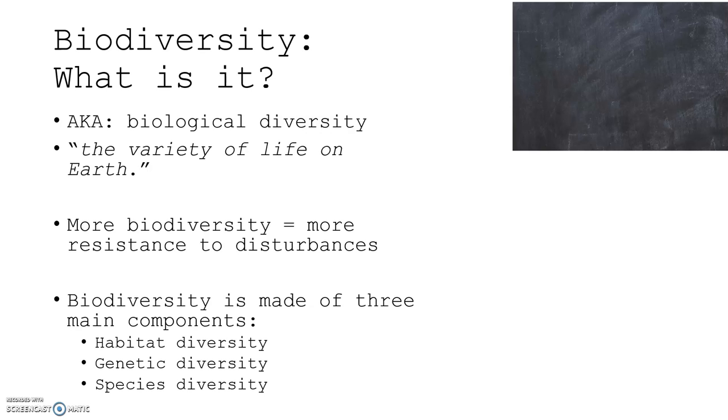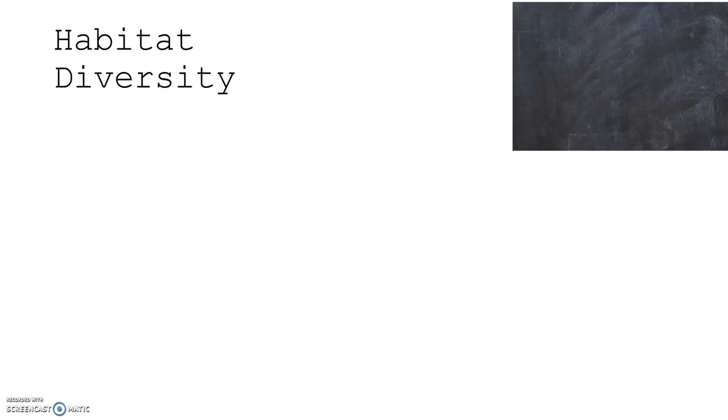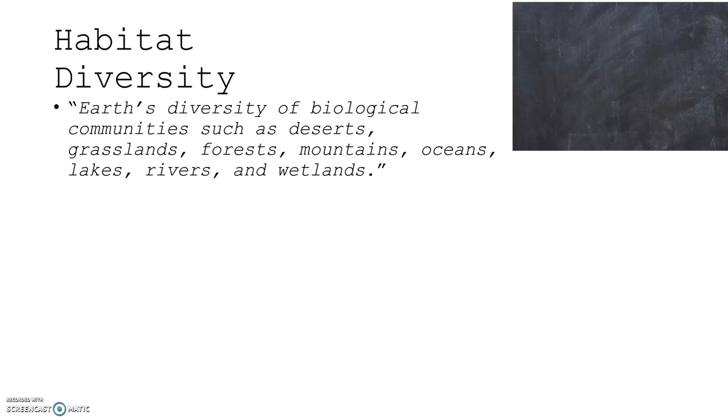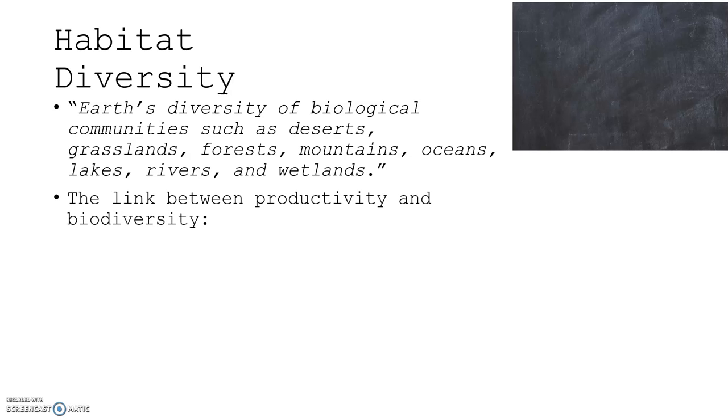We have habitat diversity, we have genetic diversity, and we have species diversity. And being that you know all those words, I think that makes sense. And so now we're starting to break down what biodiversity actually is. So let's start with habitat diversity. Earth's diversity of biological communities such as deserts, grassland, forests, mountains, oceans, lakes, rivers, and wetlands, all the biomes that we learned, both the terrestrial and aquatic biomes, contribute to habitat diversity.